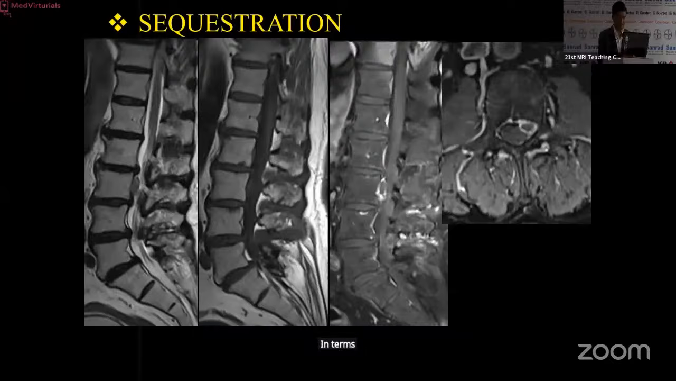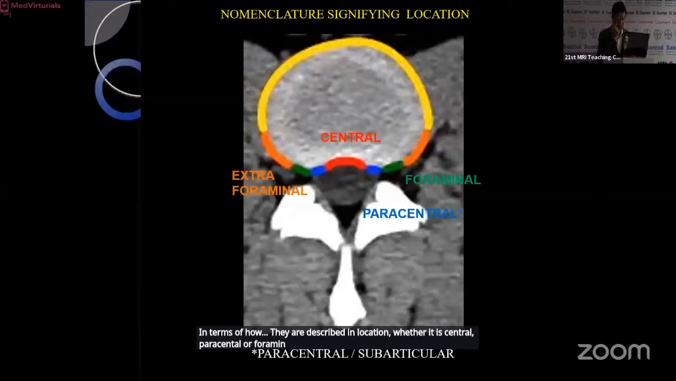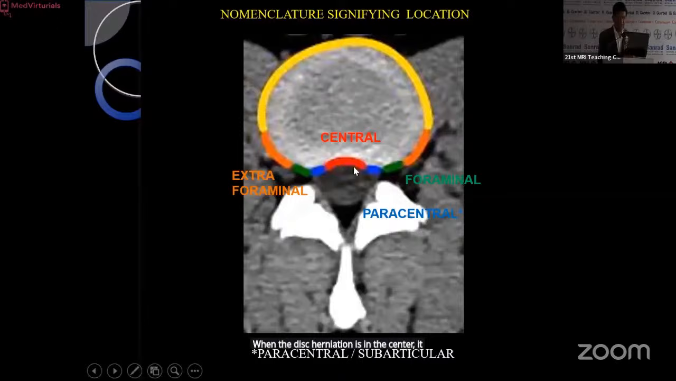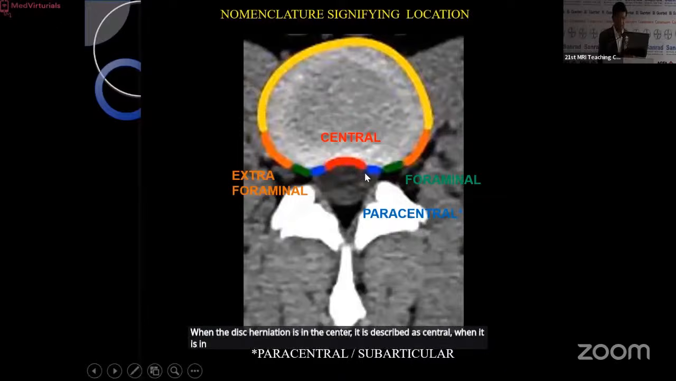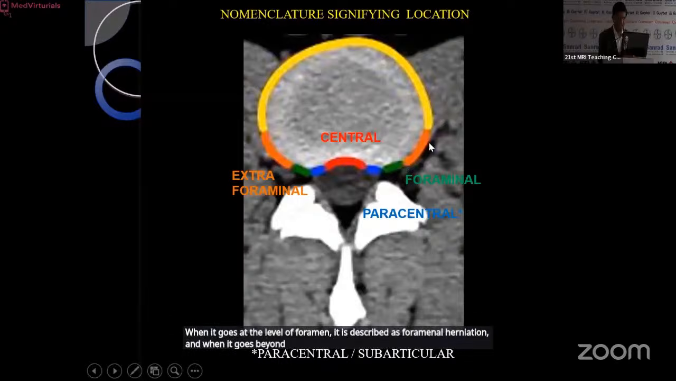In terms of how they are described in location, whether it is central, paracentral, or foraminal or extraforaminal, is based on axial images. When the disc herniation is in the center, it is described as central. When it is in the lateral recess, it is described as lateral recess herniation or subarticular herniation or paracentral herniation. When it goes at the level of the foramen, it is described as foraminal herniation. And when it goes beyond the margin of the foramen, it is called extraforaminal herniation. And we'll see examples of all these three or four entities.